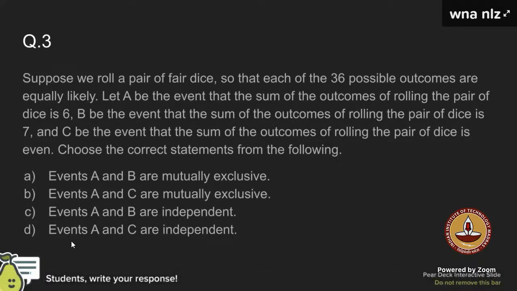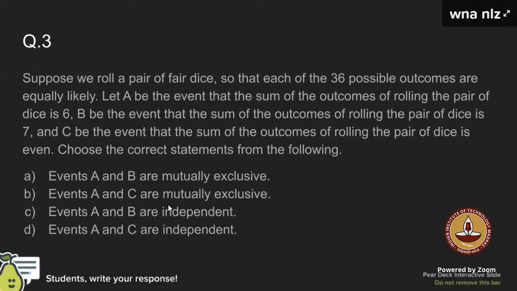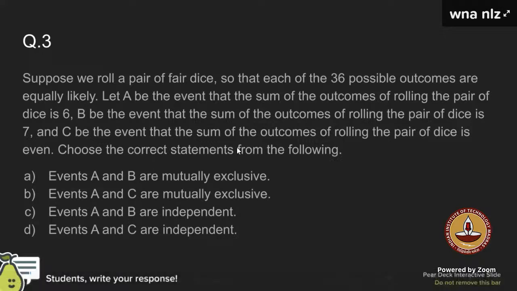Okay, so now we check the first option. We saw that it's mutually exclusive, right? Now coming to the second option, A and C are mutually exclusive. What it means is that A and C cannot occur simultaneously, right? But let's see what A is. A is the event that the sum of the outcome of rolling a pair of dice is 6. And C is the event that the outcome of rolling the pair of dice is an even number. So clearly these two can occur simultaneously, right?